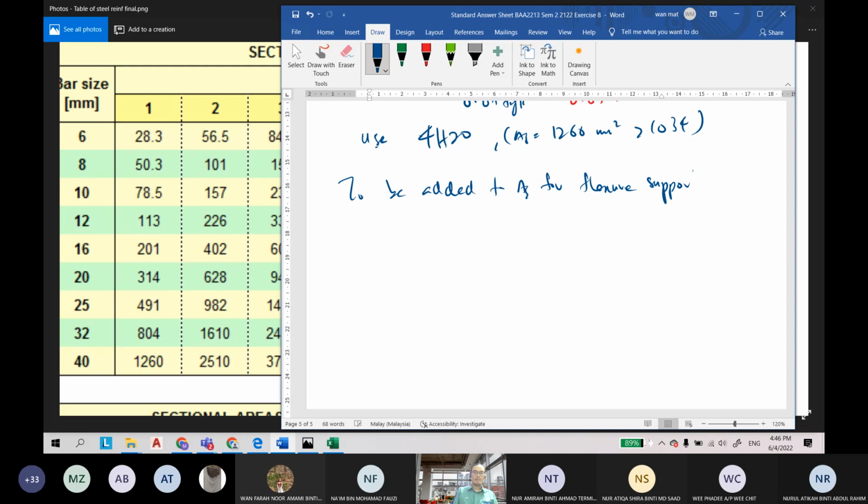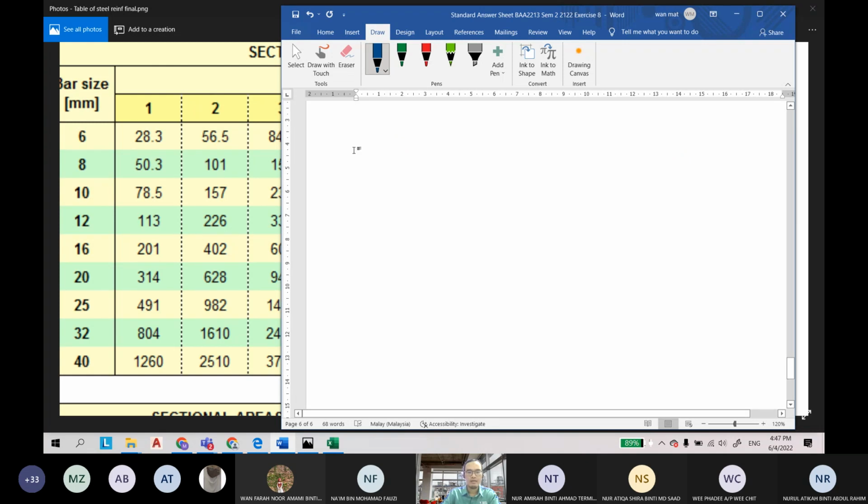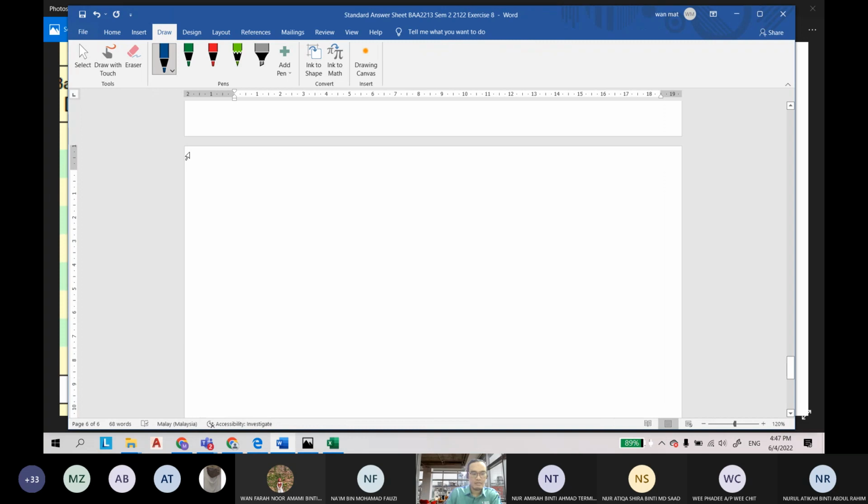support after curtailment. Okay, the curtailment will be taught by Ir Salimi this coming Sunday. Okay, make sure you attend the class, so you can do the final detailing. The detailing is like this one. The cross section detailing.